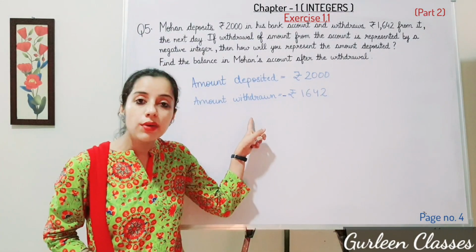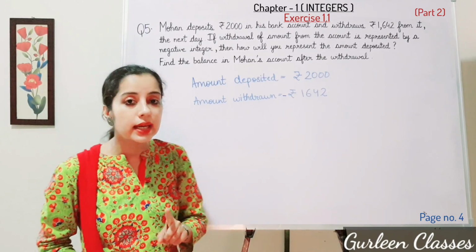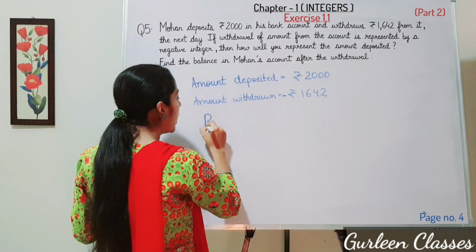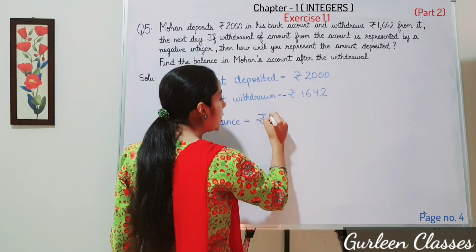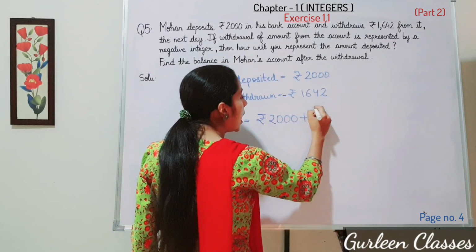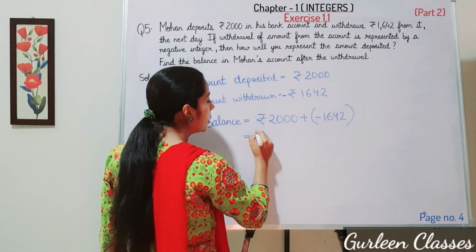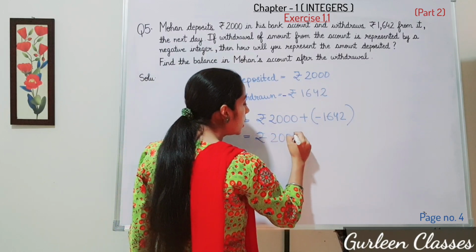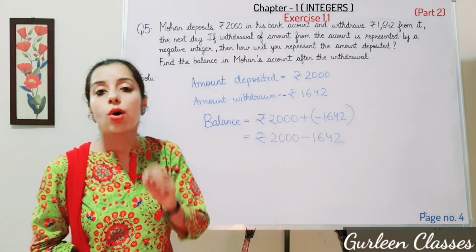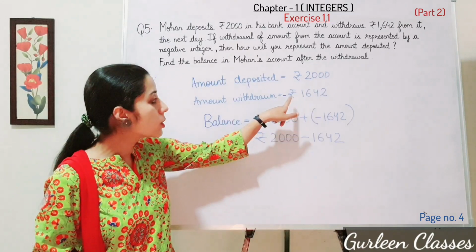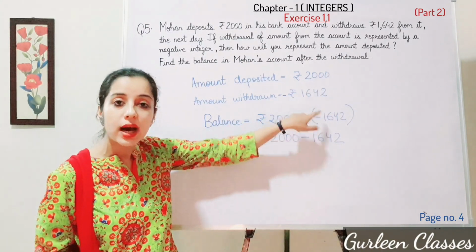So here amount withdrawn is already negative. So we will add. हम क्या करेंगे? Add करेंगे. So right here, balance is equal to amount deposited plus amount withdrawn. How much is amount withdrawn? 1642. So right here, rupees 2000 plus minus 1642. If this amount withdrawn would be positive, अगर ये plus होता, we would have subtract. But here it is already in negative, so we are adding.